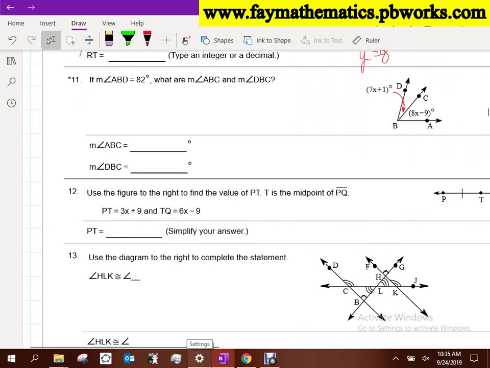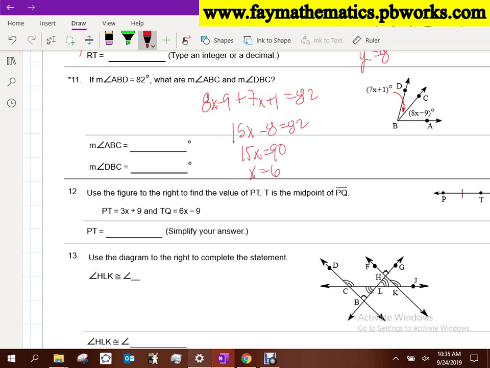Number 11, if angle ABD is 82, so that's talking about this entire angle right here is 82. You now know the 2 individual parts of 8x minus 9 and 7x plus 1. Those 2 add together to give me the 82. So that's going to give me 15x minus 8 equals 82. 15x equals 90. X then has to be 6. If x is 6, then I come back in here and say that's 42 plus 1, so that's 43 degrees.